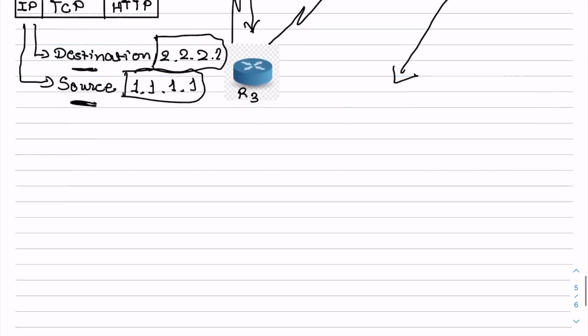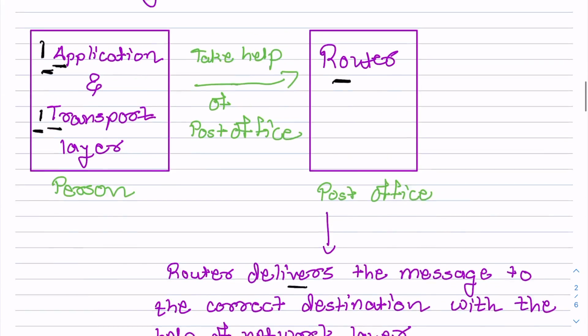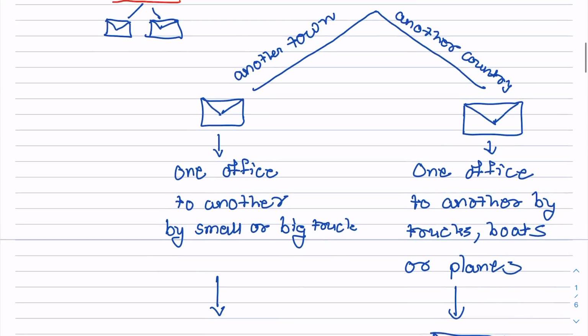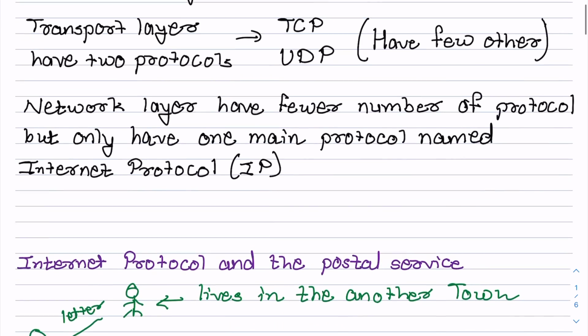So this was all about the network layer. Basically, you just have to understand the postal service. It is the same thing as a network, just replace the person with the application layer and transport layer, replace the post office with a router, and replace the address of our house with the IP address. So basically, this is all the same thing. I hope you can understand this because I tried to make it simple.